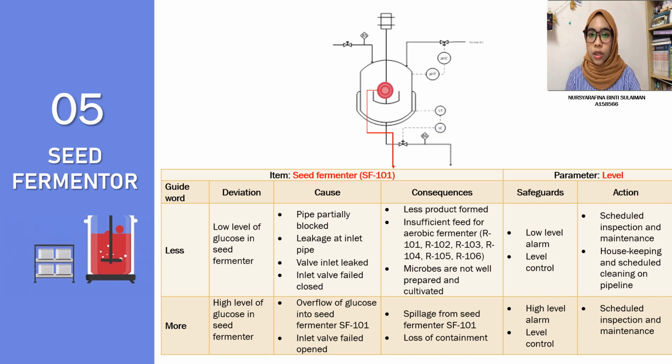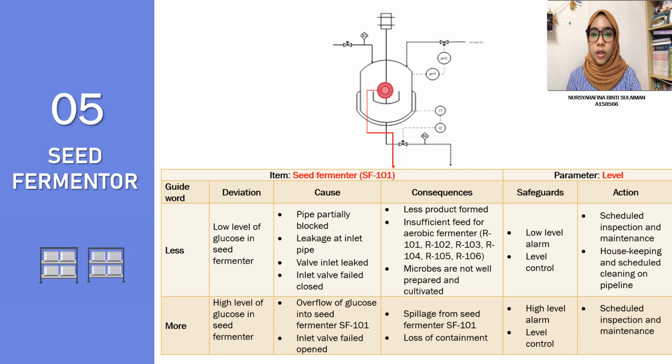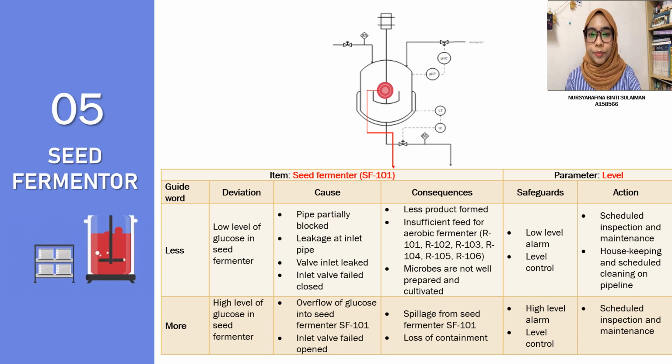The consequence is that less product will be formed as there is not a sufficient amount of glucose sent to the main fermenters to produce the product, while the cause that could lead to a high level of glucose is if the inlet valve fails open and overflows the glucose in the seed fermenter, where spillage and loss of containment can occur. Thus, the safeguards we can have are low and high level alarms and a level control. We will also have scheduled inspection and regular maintenance.